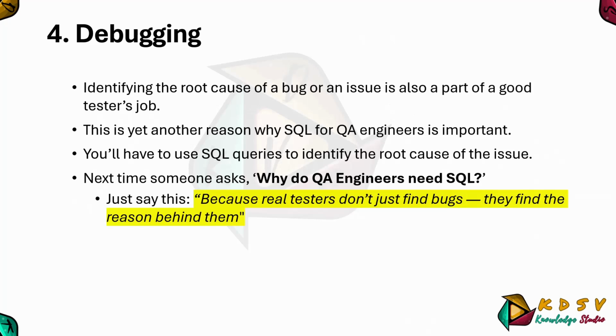database. SQL helps you debug missing or corrupted data, incorrect joins or mismatched keys, transactions not being committed correctly, data overwritten by wrong update. So next time if someone asks, why do you QA engineers need SQL? Just say this: because real testers do not just find bugs, they find the reason behind them as well.